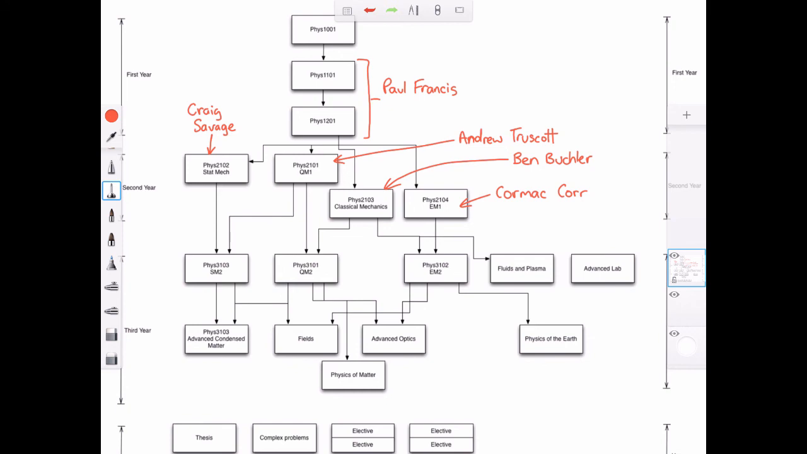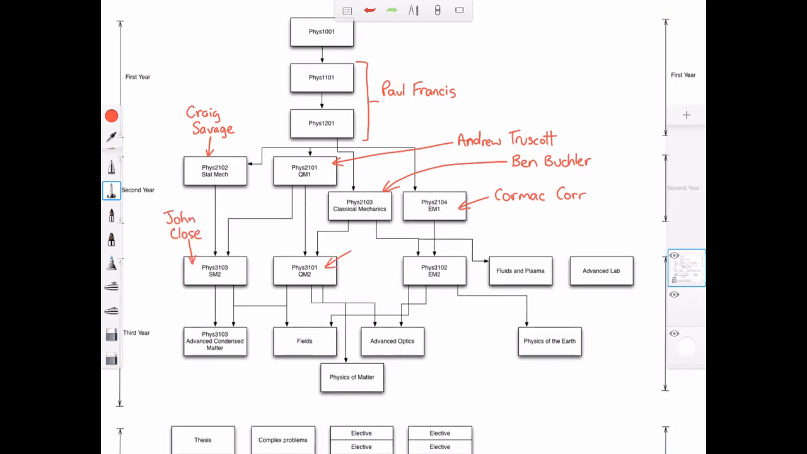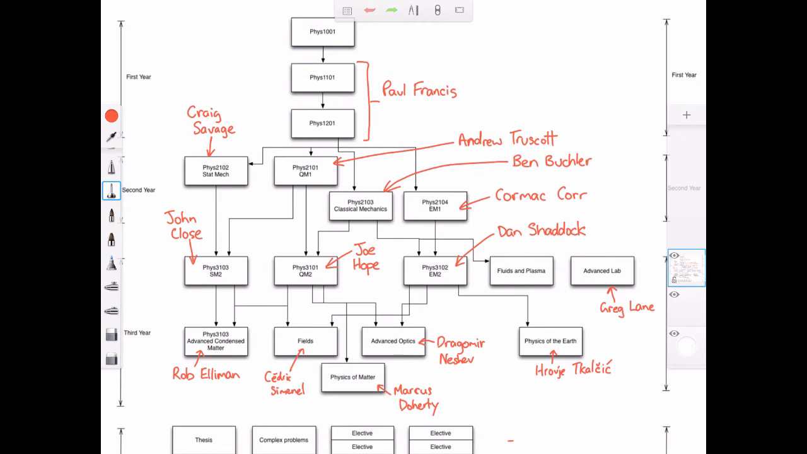So for the new courses, the Statistical Mechanics 2, that will be John Close. The second Quantum Mechanics course will be me. The second Electromag course will be Dan Shattuck. And to cut a slightly long story short, Dan used to teach the Optical Physics course, which is now done by Dragomir. So Dragomir will do the advanced one there. Rob Ellerman currently coordinates condensed matter, and so he'll start off coordinating the advanced condensed matter. Cedric is going to coordinate the fields course. Marcus Doherty is first in line to coordinate the physics of matter course.